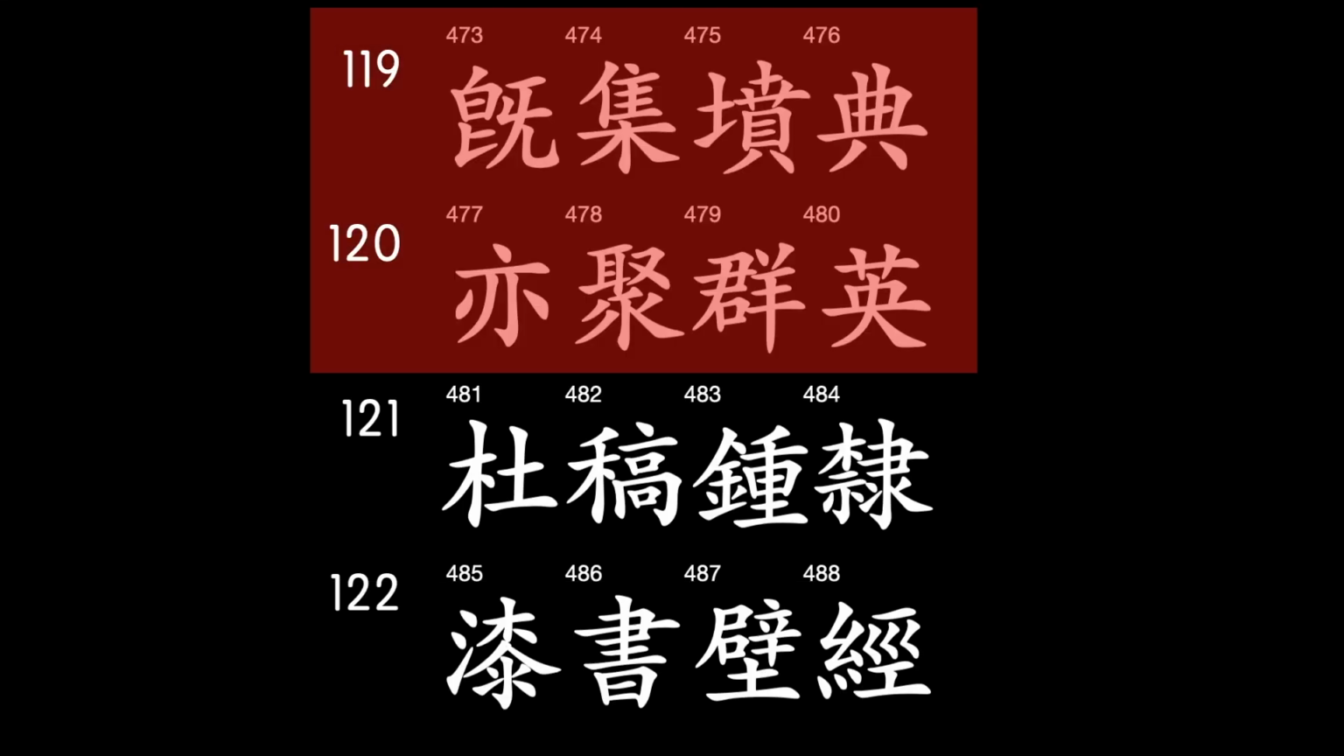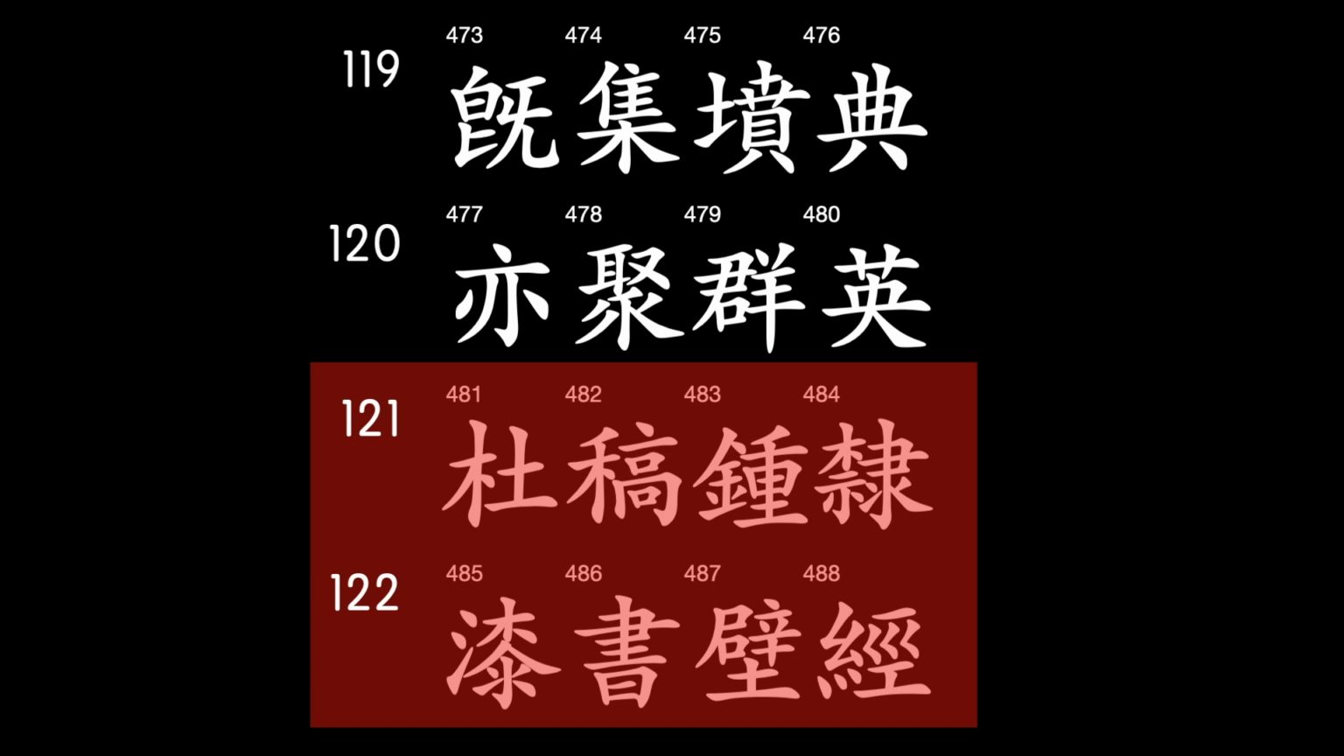That's a wrap for this lesson. In the next lesson, we'll look at lines 121 and 122, which refer to a style of calligraphy and the writing on the walls of the palace.